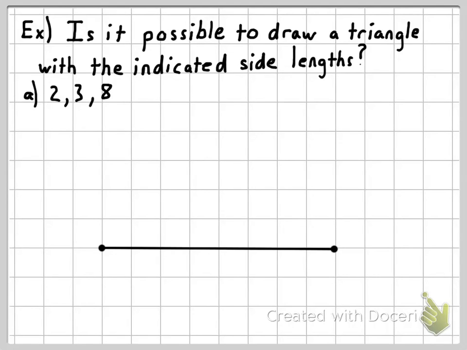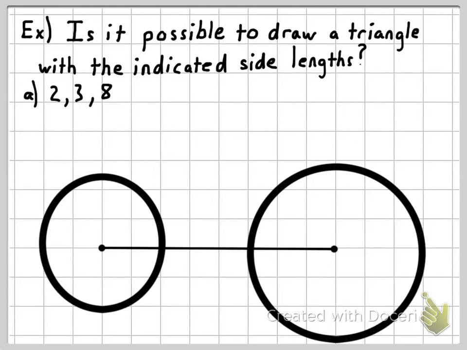Now, what I've done is I've gone ahead and drawn the 8 unit segment. You can count there and see that that's 8 units long. And I want to show you that it would be impossible to have a side that's 8 units long and sides that are 2 and 3 units long. Now, I want to use circles to do this. Let me draw a couple.